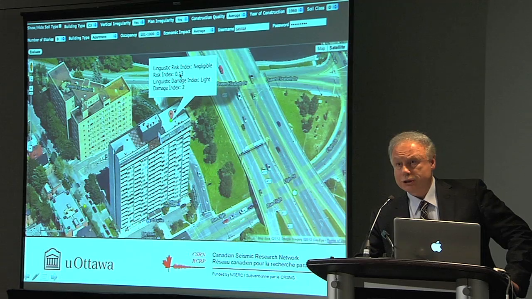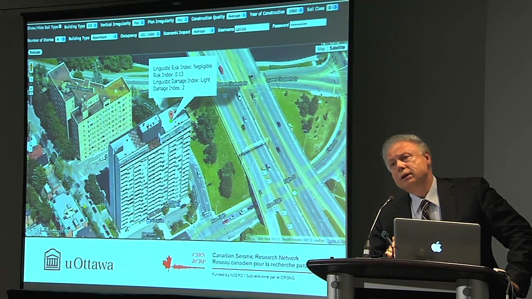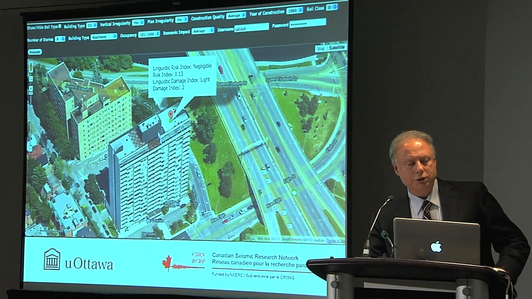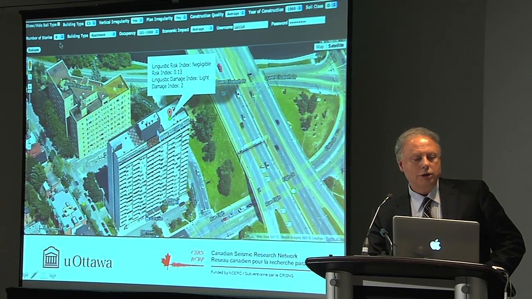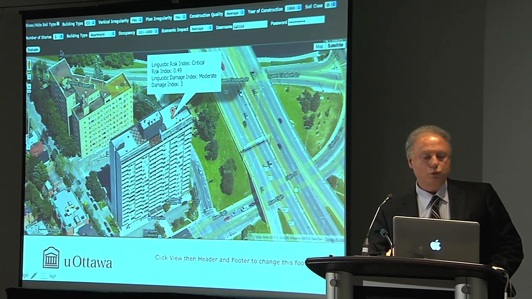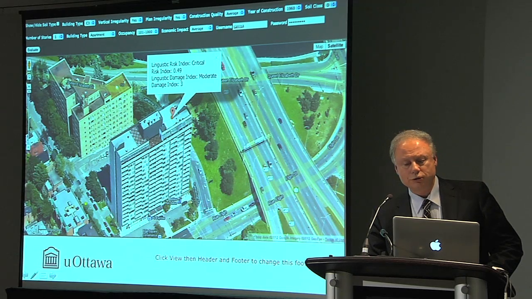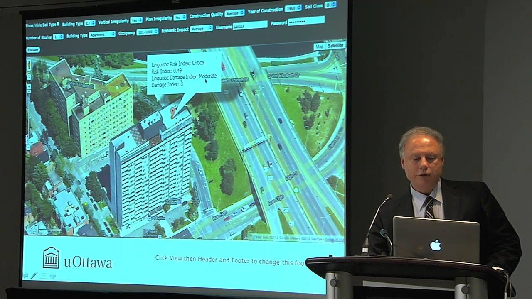Now, for argument's sake, of course, this is a 9-story building. It would attract less seismic forces. But if I reduce the number of stories down to 1, let's say it's a single story, then hazard will increase. Now we have moderate damage and critical risk.